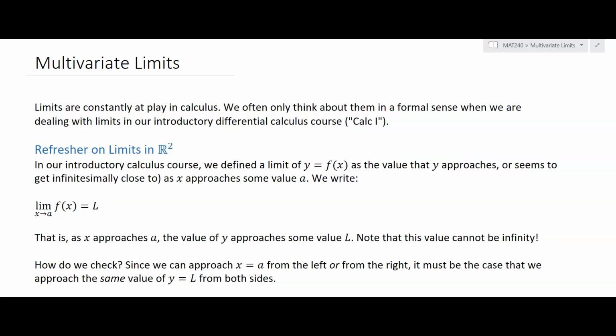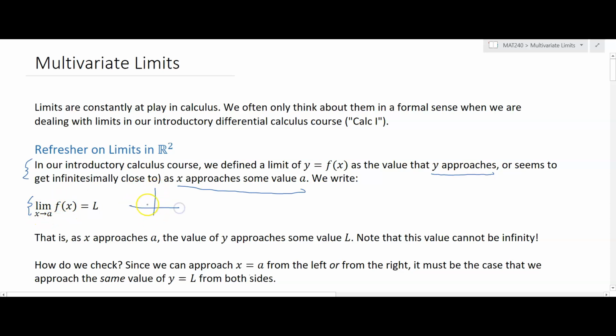So we defined, for a function y equals f of x, a limit as the value that y approaches. Okay, so that's key here. It's the value that y approaches, or seems to get infinitesimally close to, as x approaches some value a. All right, so we often write it like this, and this is just a really compact form for what we're saying in words up here. As x gets closer and closer to some value we specify, what happens to f of x?